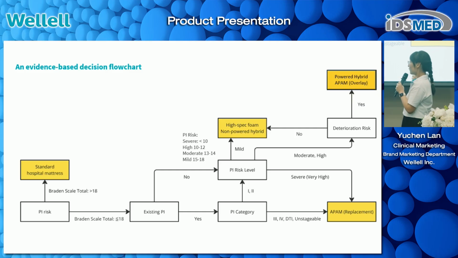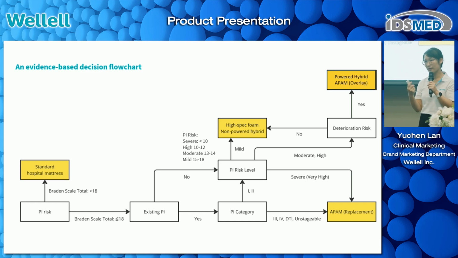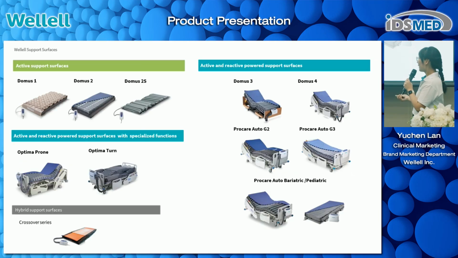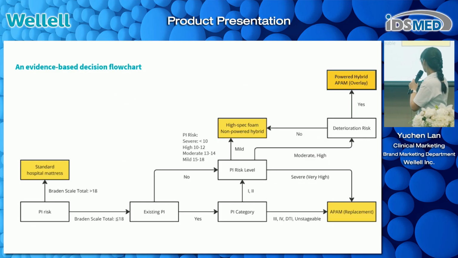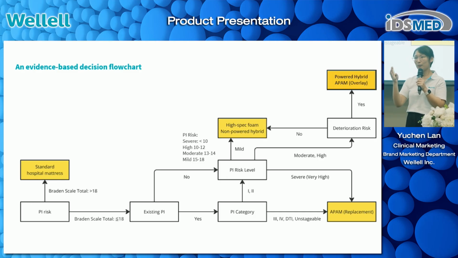So for the patients, for the users, we can follow their pressure injury risk or their wounds and make some suggestions for them. However, we know that even though we mentioned alternating pressure air mattress, we see that on the market there are lots of models of the air mattress.